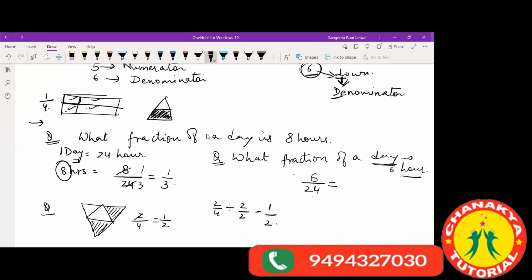Both can be divided by one number, that is 6. So 6 into 1 is 6, and 6 goes up, and it becomes 1/4. Okay, children? Yes. 1/4. Very good. Okay, good topic.